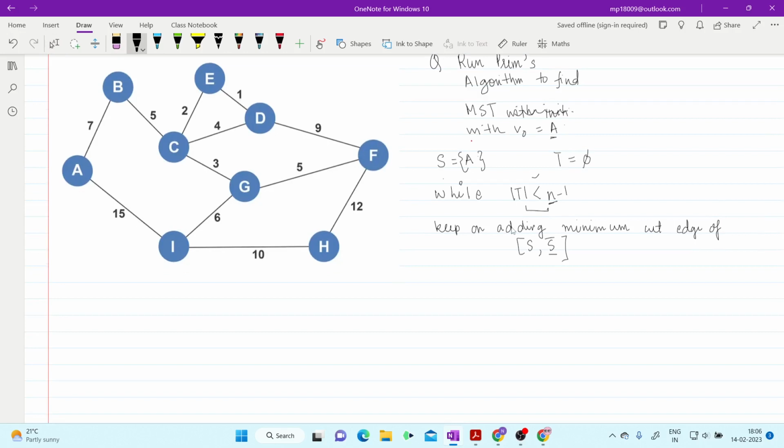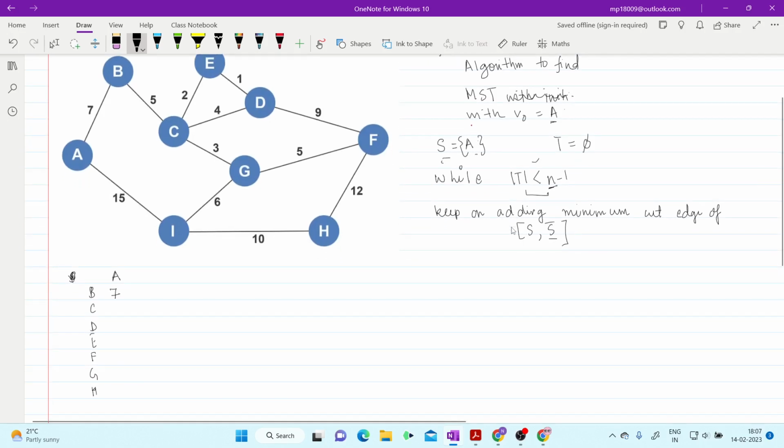We are initially starting with A. So our S is A, and the complement has all the remaining vertices B, C, D, E, F, G, H. In the first iteration, what is the edge that has to be added? We have A, so only two of these will be non-blank. First A, B, and okay, we have I also. So the total number of vertices is 1, 2, 3, 4, 5, 6, 7, 8, 9. So basically we'll run this algorithm till we get 8 edges.